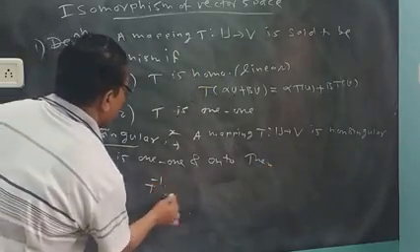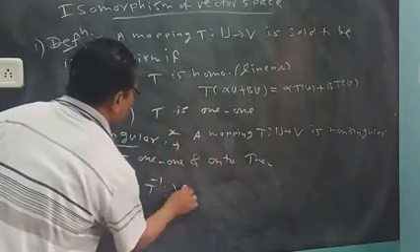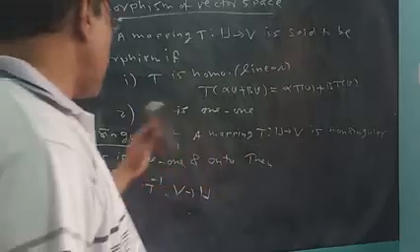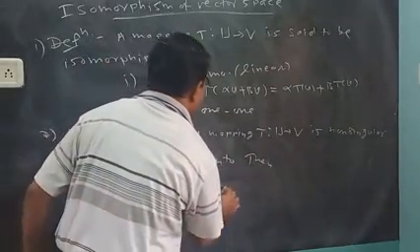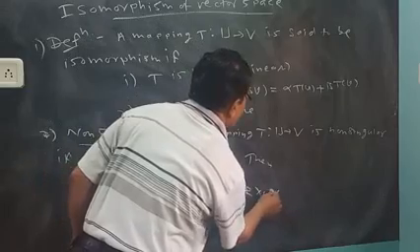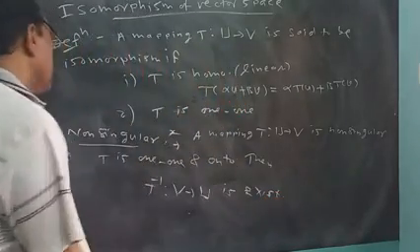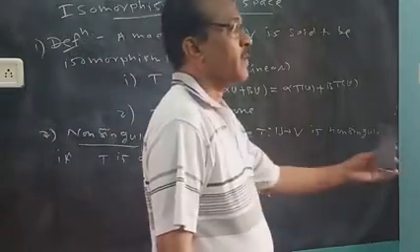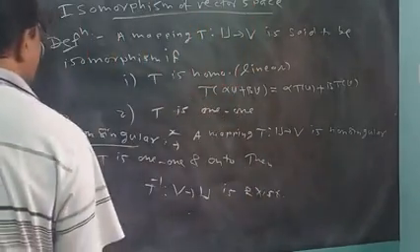T inverse from V to U, where T is from U to V. So T inverse from V to U will exist. Remember, for T inverse to exist, this T must be 1-1 and onto, then the inverse exists, and then we calculate the inverse mapping. We will take an example.